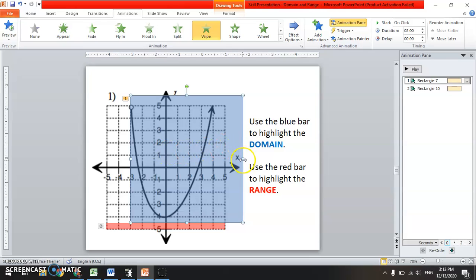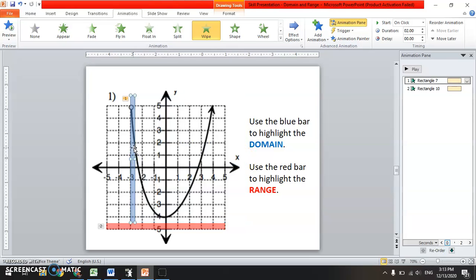Now let's talk about the range. The range is the y values. So if I take this red thing, where do the y values begin? I'm going to drag this up. Well, the y values begin here. There's no y values below there. The graph does not exist down there. And now it can be all these y values, right?